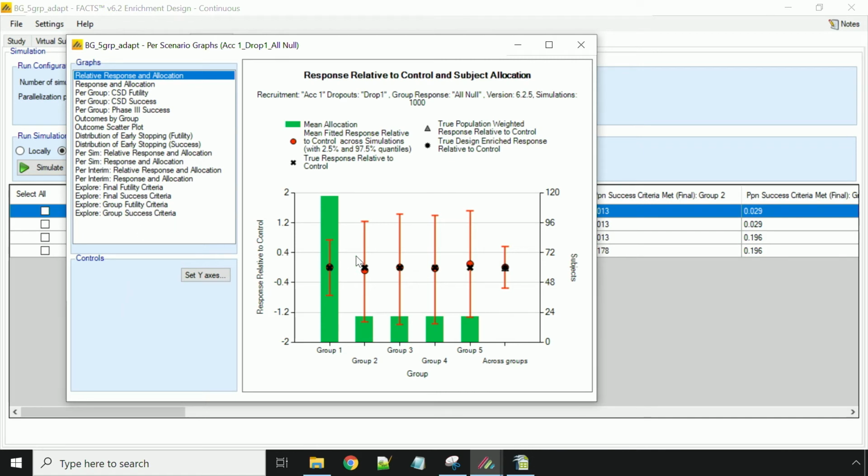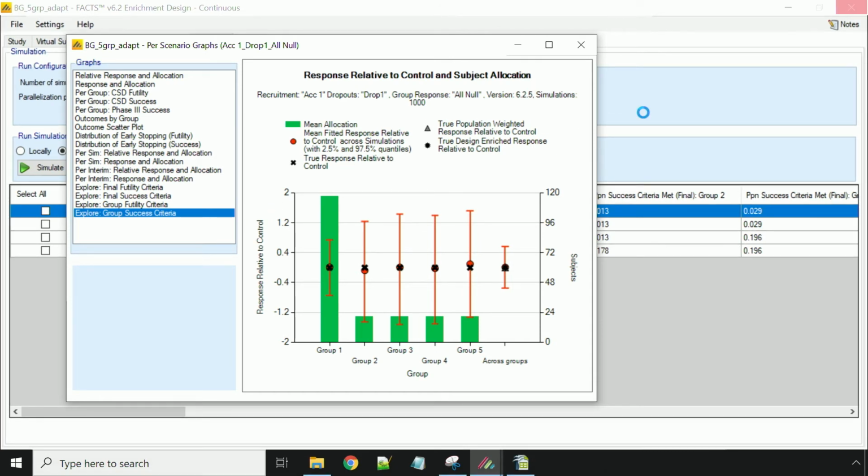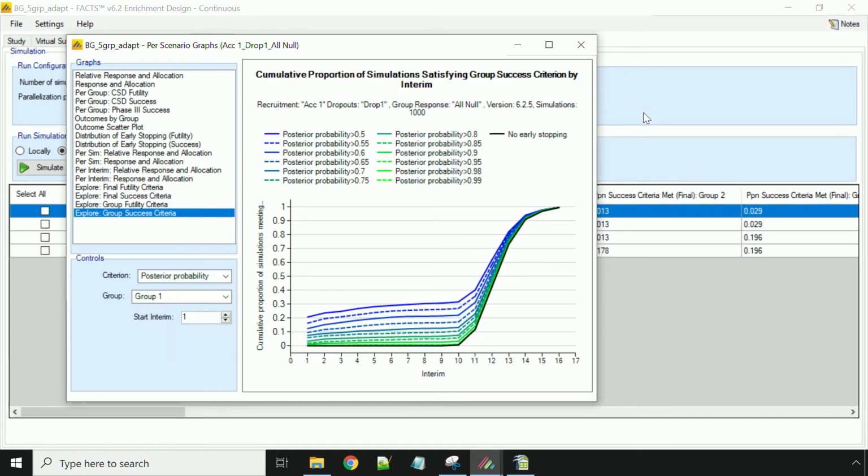I'm looking at the null case, so I'm concerned about additional type 1 error, so I look at the success criteria. This takes a little while to load. It's loading not just the end results, but the results of every interim, and it's looking at what would happen to each of these simulations at different thresholds for success. So I need to tell it I want it to use probability of success in phase 3 as its criteria, and we can look at the effect of stopping, in this case, group 1.